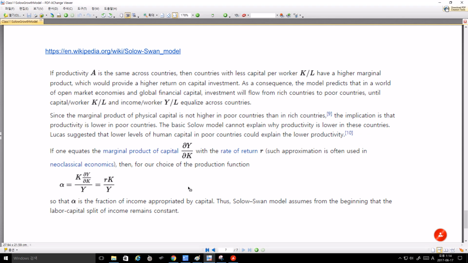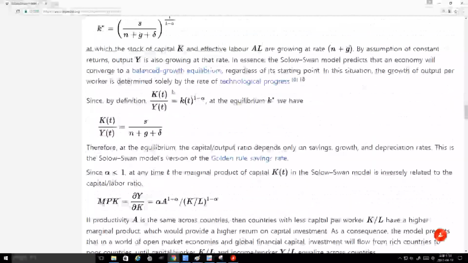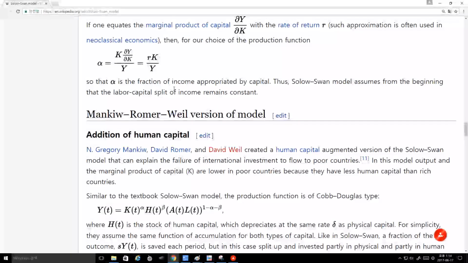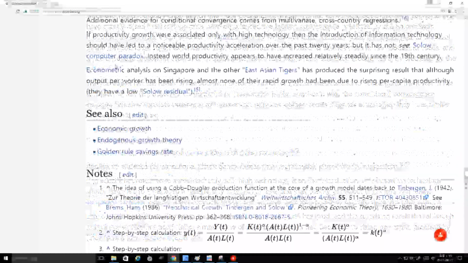Of course, this is at odds with Thomas Piketty. Thomas Piketty argues that as time goes, more and more wealth goes to capital and less wealth goes to labor. So again, there is a difference between the Solow model and Thomas Piketty's model. And there is a lot of criticism about the Solow model, and a lot of extensions. And Solow got the Nobel Prize because of this one. So I recommend you read those parts in Wikipedia.